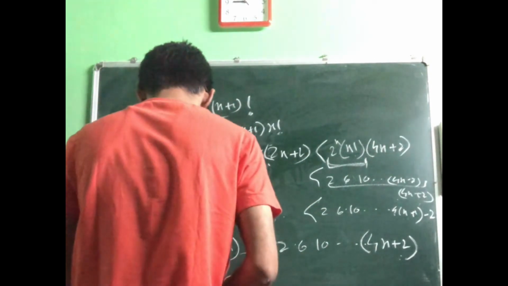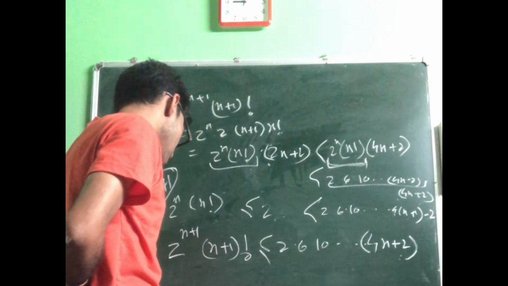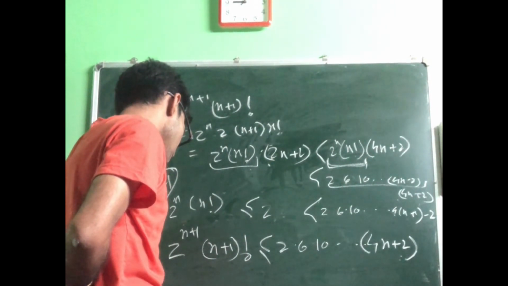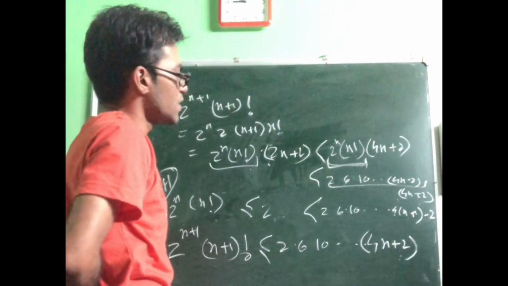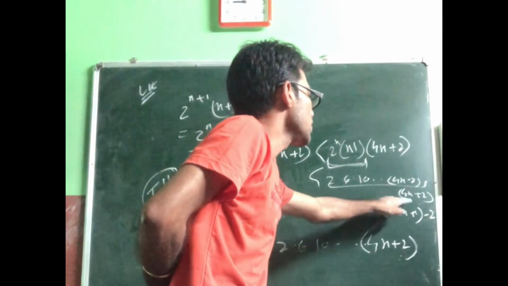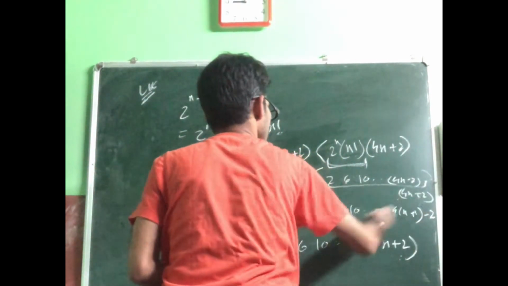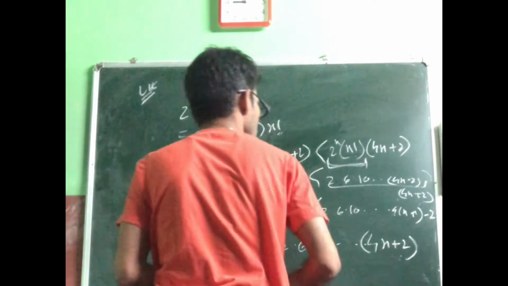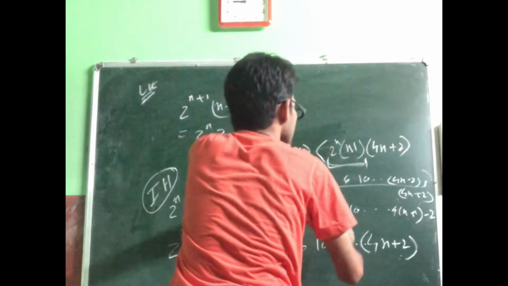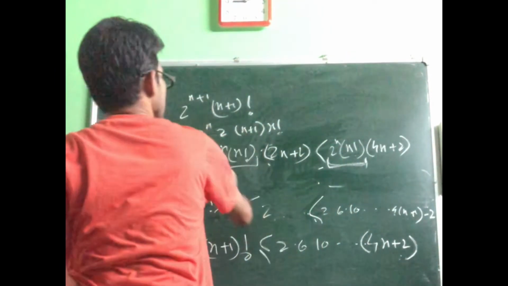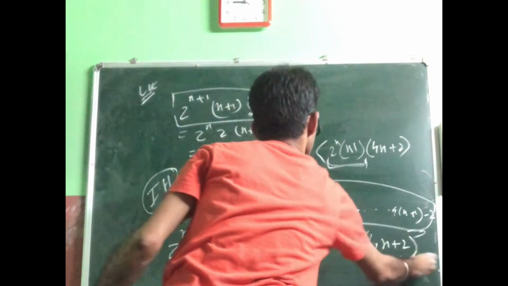What did I do? I just wrote this in this particular form. So this number 4n plus 2 actually is 4 times n plus 1 minus 2. In other words, I can replace this whole thing, so this whole thing is less than this value, and that's exactly what I am supposed to prove. This statement is less than this value, and we are done.